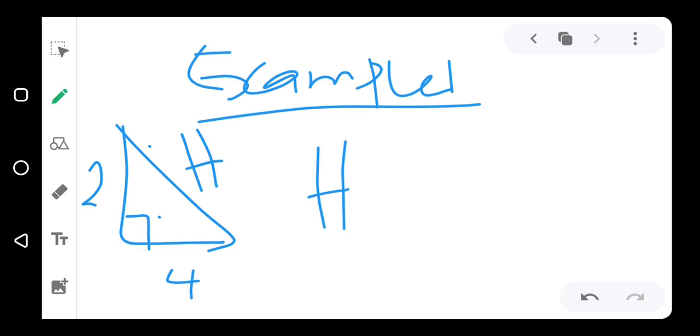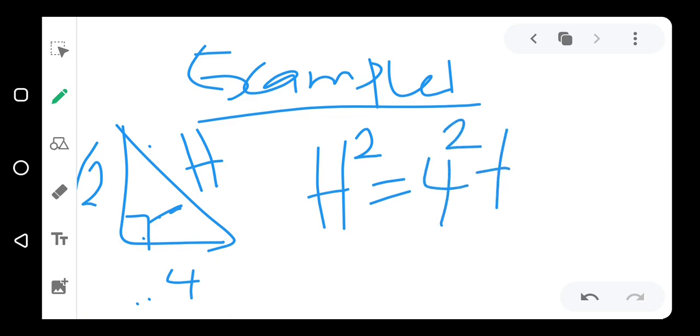H, or the hypotenuse, is the side that is facing the angle 90 degrees. So this side is facing it, so that is the hypotenuse. So the hypotenuse squared is equal to the sum of the other sides squared. That is the first side squared, then the second adjacent side squared, which is 4 squared plus 2 squared.